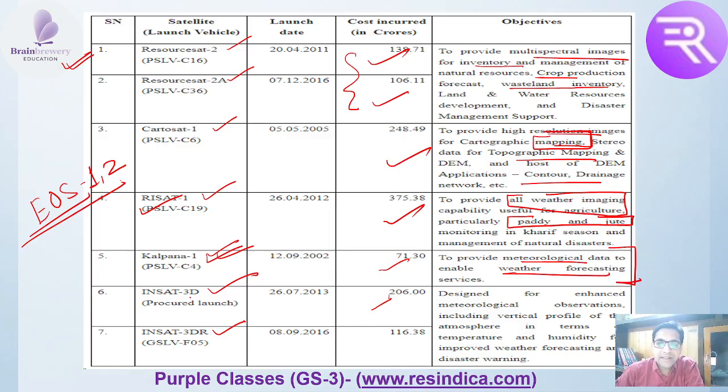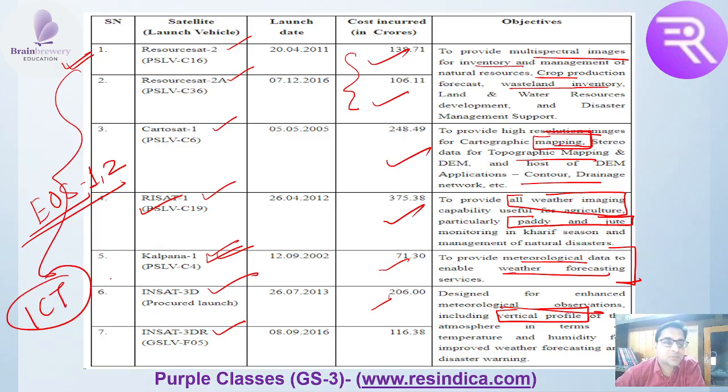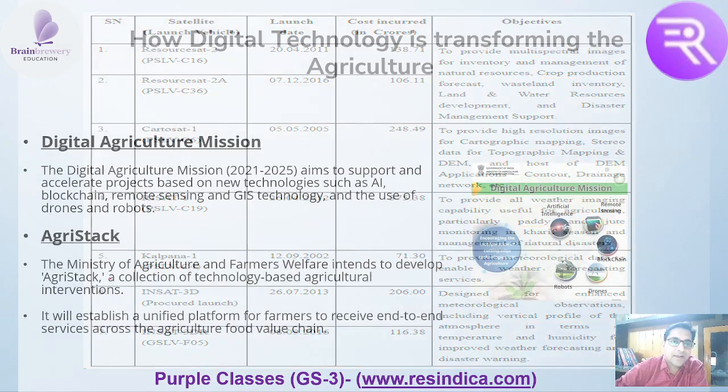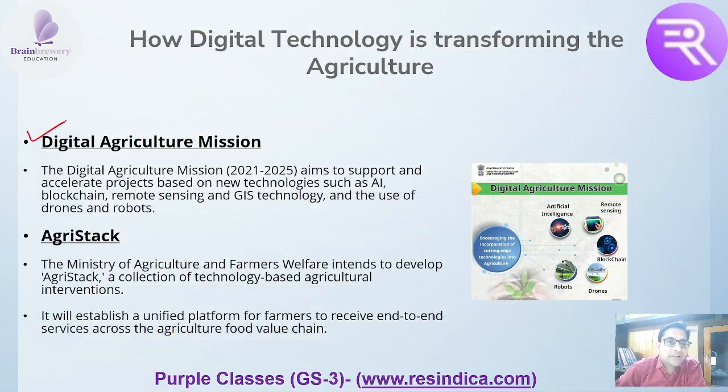Then INSAT-3D and INSAT-3DR focus on meteorological observation, the vertical profile of the atmosphere, like from ground level to the upper level, what is the profile of the atmosphere: temperature, humidities, weather patterns, and all those things. So all these satellites are called ICT tools, especially focusing on the agriculture area. Then the government has even started the Digital Agriculture Mission for 2021 to 2025.